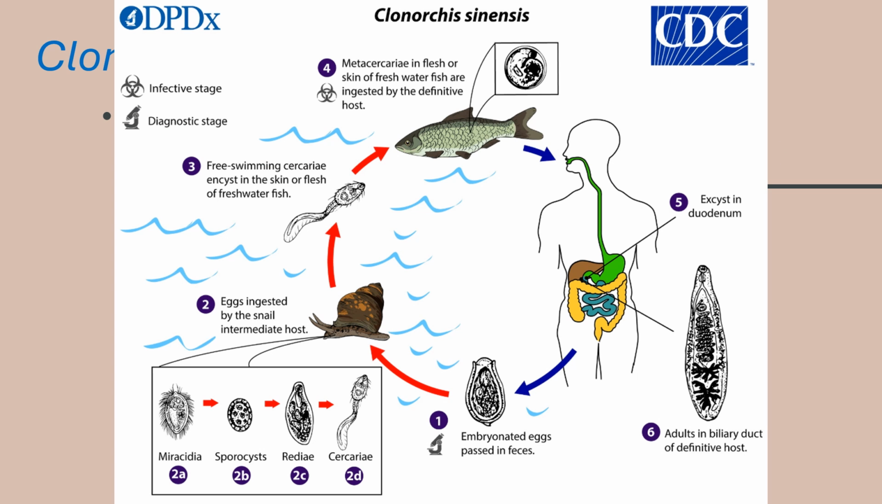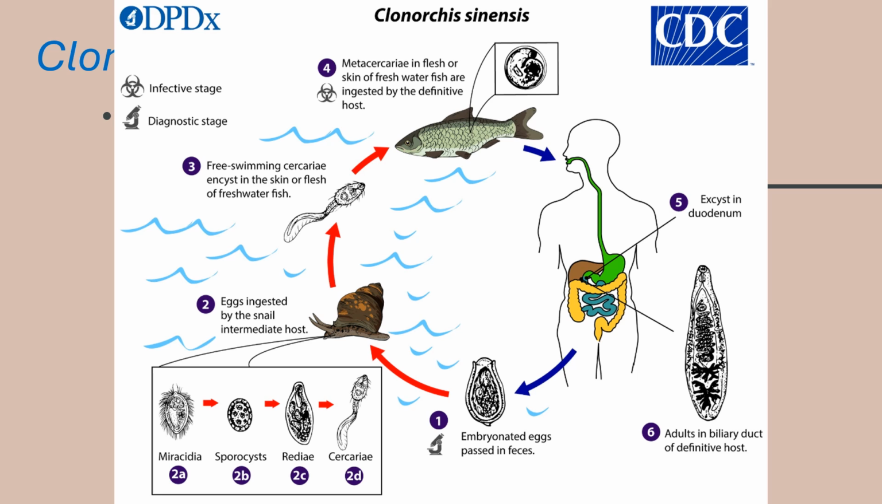Again, this one is an illustration of the life cycle of your Clonorchis sinensis. Your adult Clonorchis sinensis resides in the biliary ducts or biliary tract of your definitive host, your final host, the humans. Eggs are passed in the feces, and then the eggs are ingested by the snail, which is the first intermediate host. Then inside the snail, you have the development of the miracidium to sporocyst, to rediae, and then to cercaria.